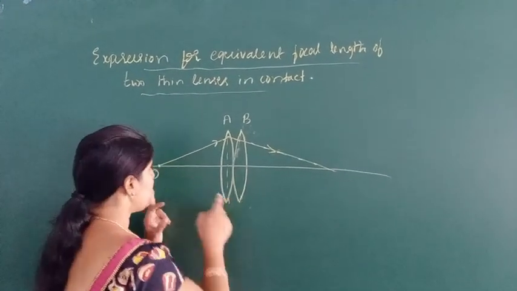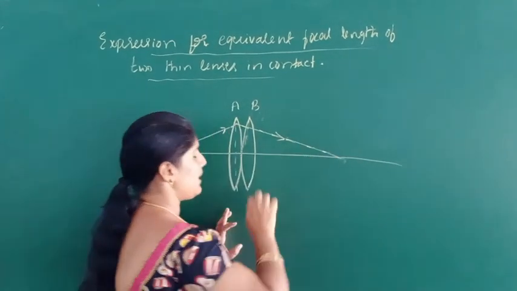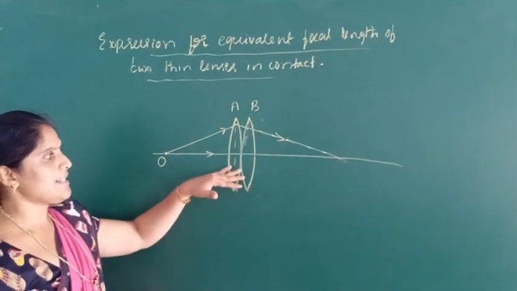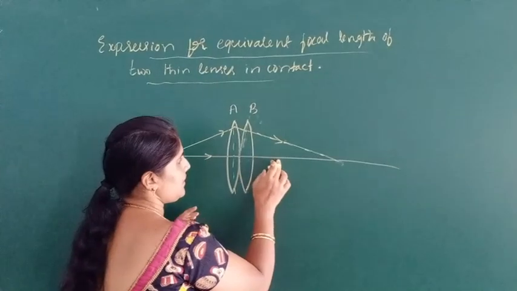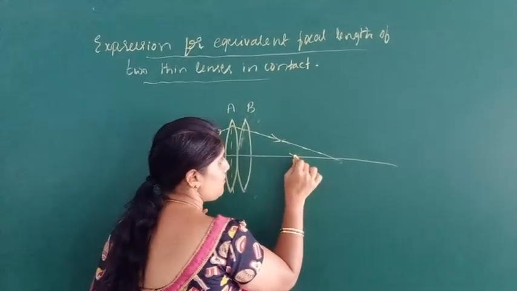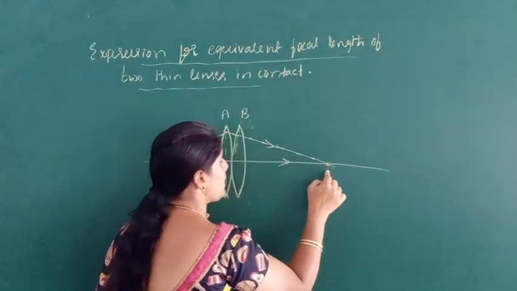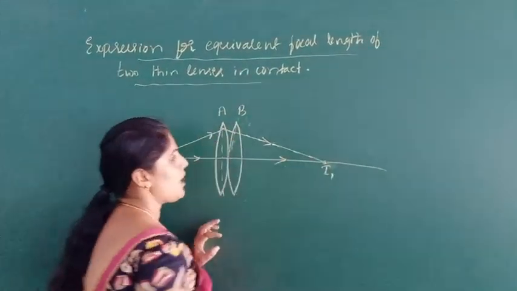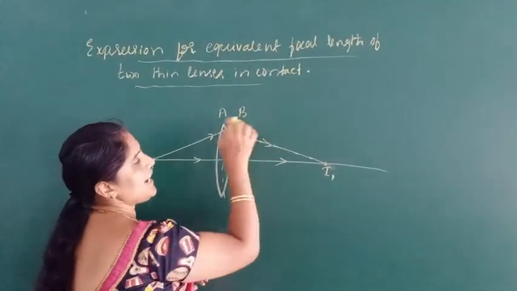So the image of the object is formed at this point. Let us consider one more ray which is incident along the principal axis, passing through the optic center, and passes undeviated. These two refracted rays meet at a point. So the image of the object O is formed at this place, that is known as I1. So I1 is the real image of the object O in the absence of the second lens.